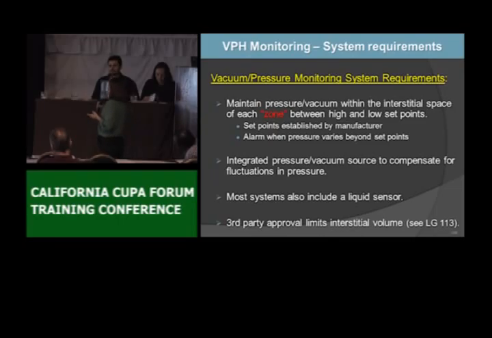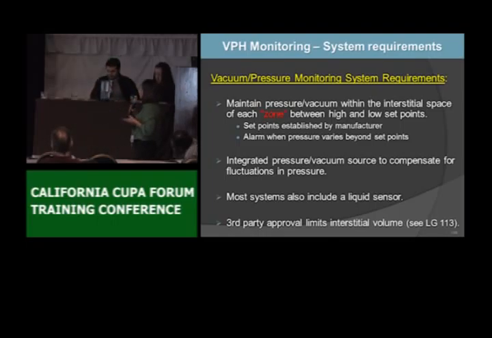And the set points for those zones have been established by the manufacturer. Of course, when that pressure or vacuum varies above or below those set points, it's going to go into alarm. And you're going to see a typical alarm on the monitor would be an S alarm. Okay? And there's often an integrated pressure vacuum source to compensate for fluctuations in pressure. And in most cases, that's going to be the turbine. That's going to be the supply for that source.